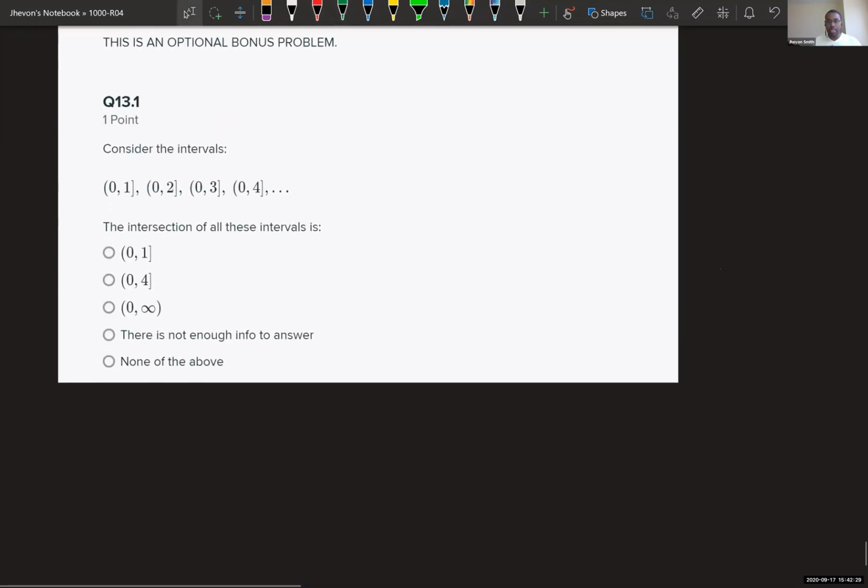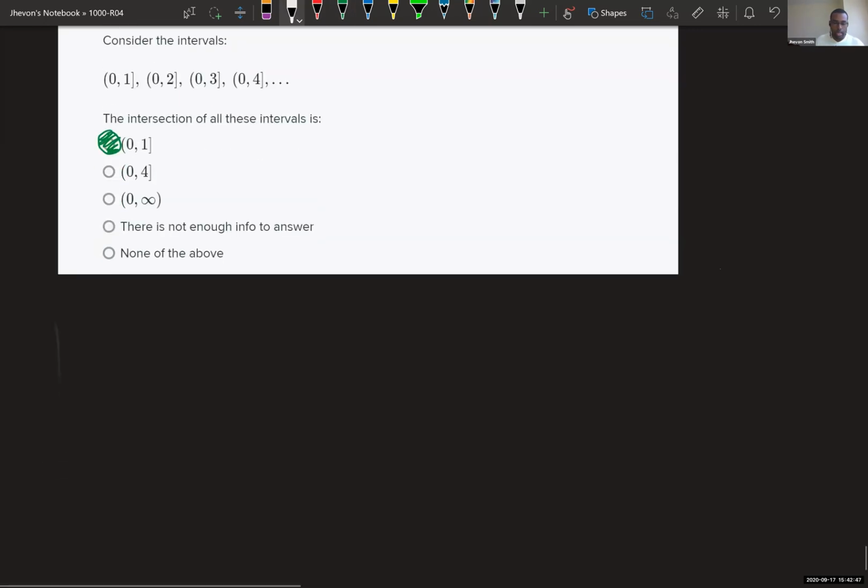Did anyone figure this out? Did anyone try this bonus? I did. What did you think the answer is? Open parenthesis 0, comma 1, close bracket. That's it. And the idea was these are all intervals.